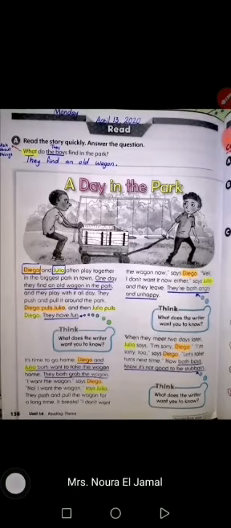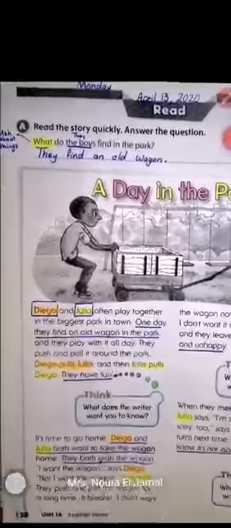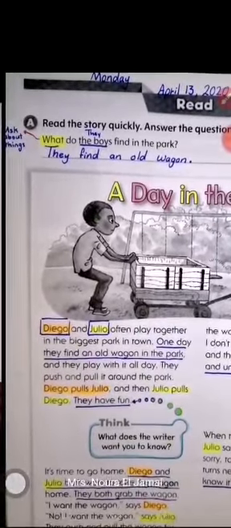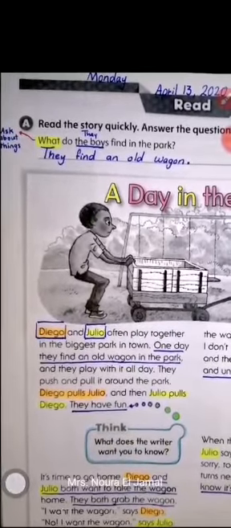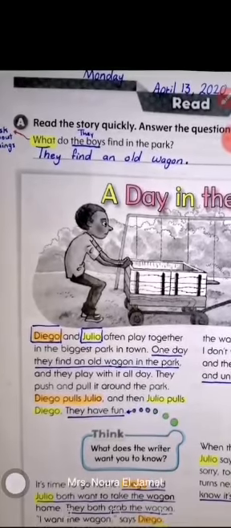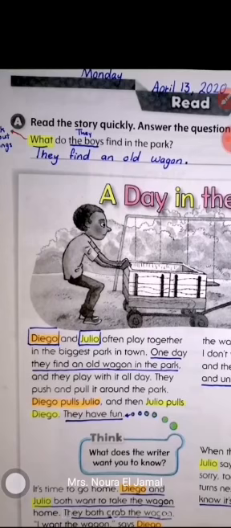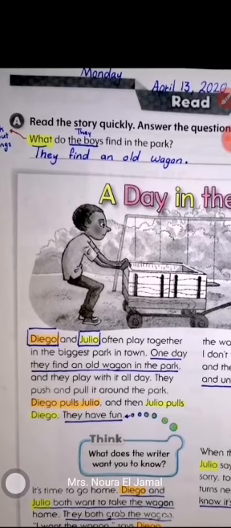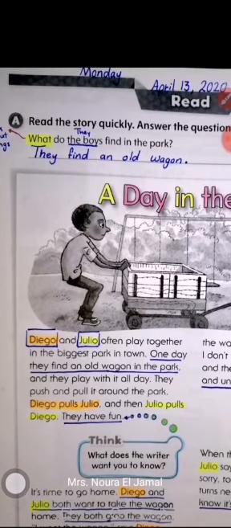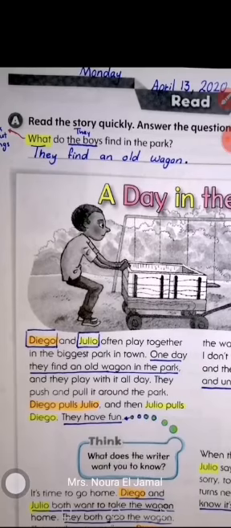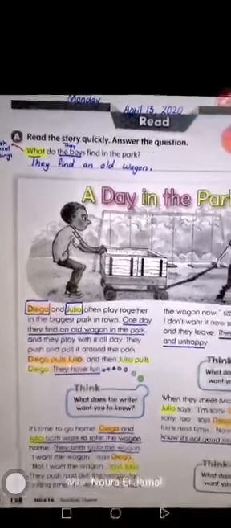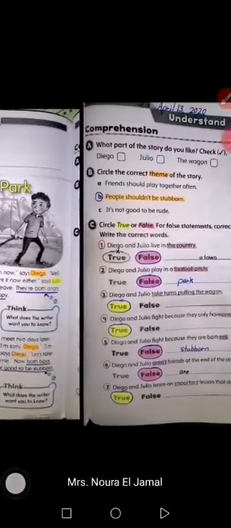Here, let's answer the first question. What do the boys find in the park? We know that the question word what asks about things, correct? We can write the boys and we can write the pronoun they. So they find what in the park? They find an old wagon, correct? Okay, this is the answer. Now let's move to the other page.